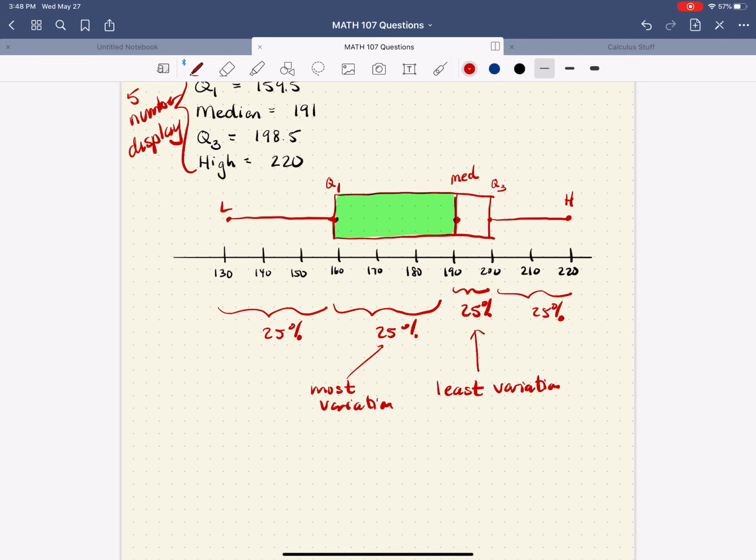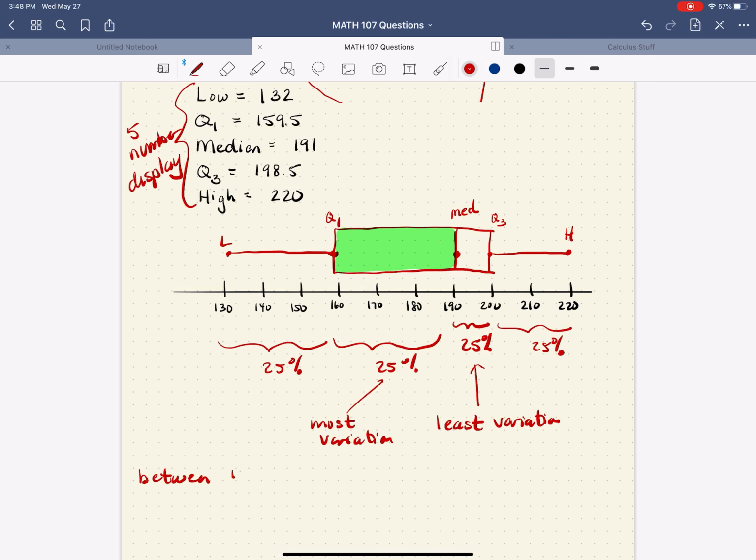So I guess what you could call is, so between, so what were those numbers? 159.5 and 191, most variation. And between 191 and 198.5, I'm sorry, not 191.5, just plain old 191.